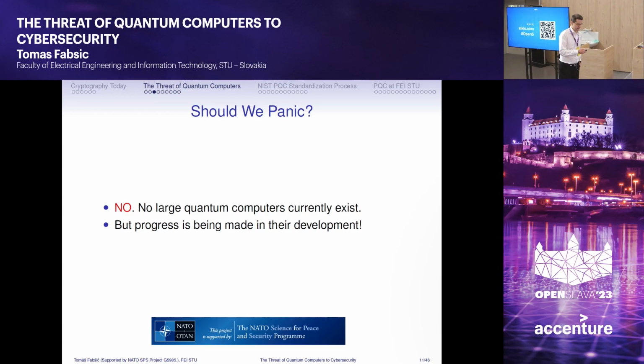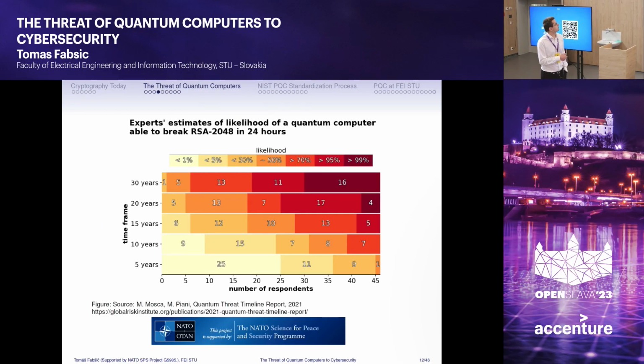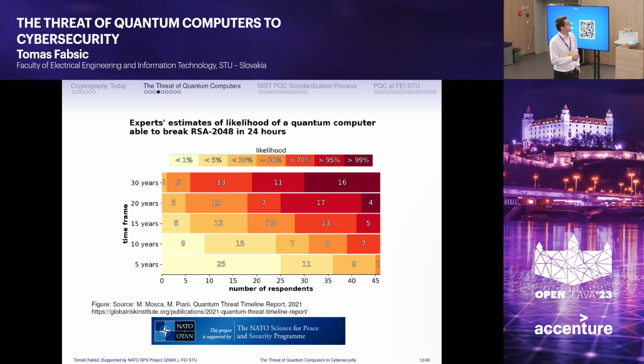Some small quantum computers already exist, but there are scalability problems. So in 2021, there was a poll done among researchers in quantum physics, and 46 researchers were involved in this poll. They were asked what they think is the likelihood of having a quantum computer which will be able to break RSA 2048, that's the version of RSA that we use today, in just 24 hours.